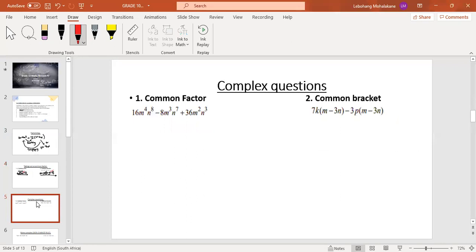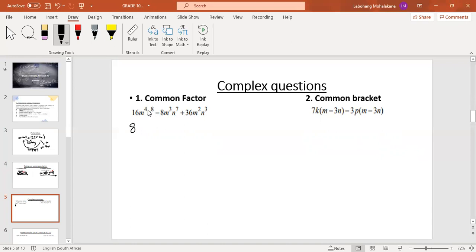And then for number two, we're gonna look at complex questions. Let's say you have 3 terms, 1, 2, 3. We're gonna look at what is common between 16, negative 8, as well as 36. As you can all see, these are factors of 8, right? So you can take out 8 as a common factor. So you're gonna write 8, and then you look at the variables.